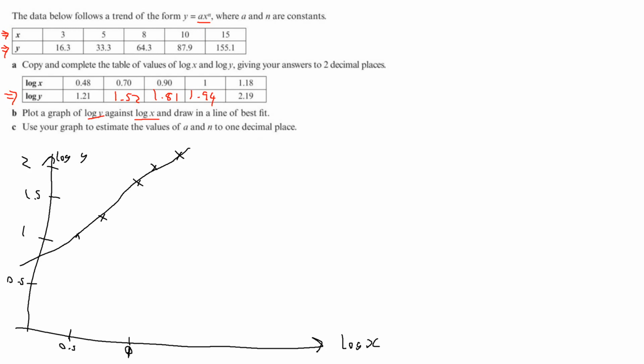How do I know this? Well, kind of hinted about in the third part. In the third part, we want to use the graph to estimate a and n. If we have y is equal to ax to the n, we can take the logs on both sides to make log y the subject. So log y is going to be log of ax to the n.